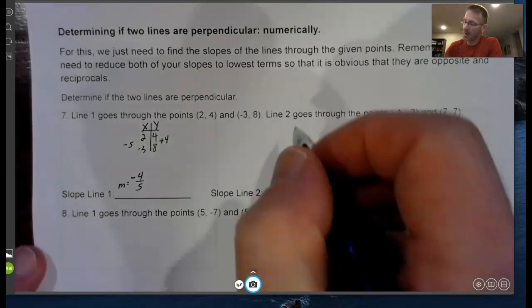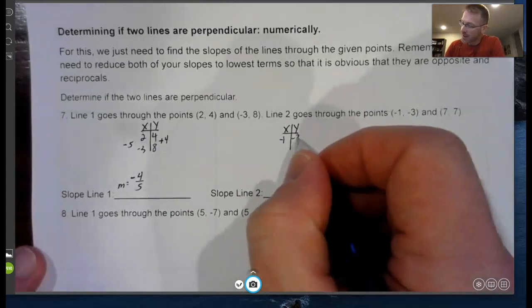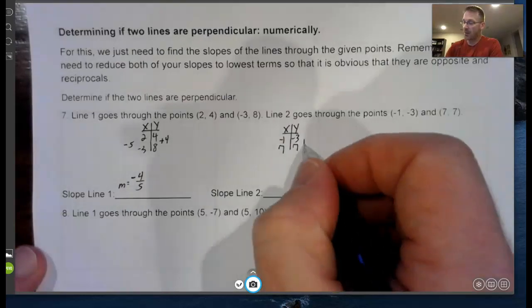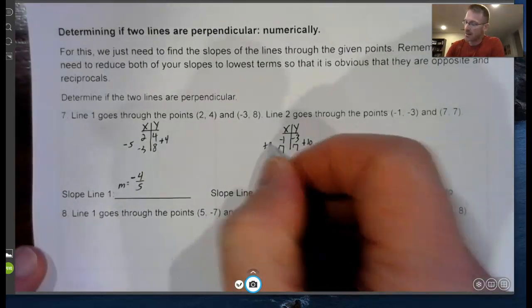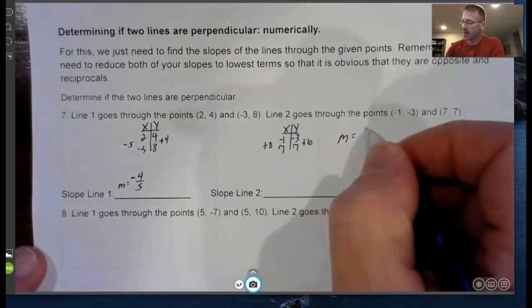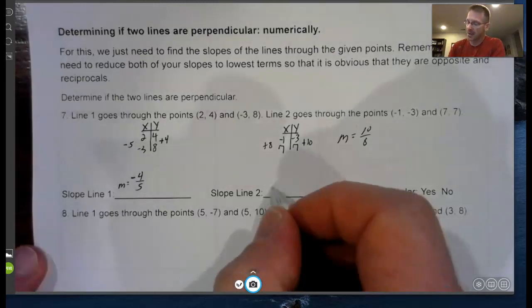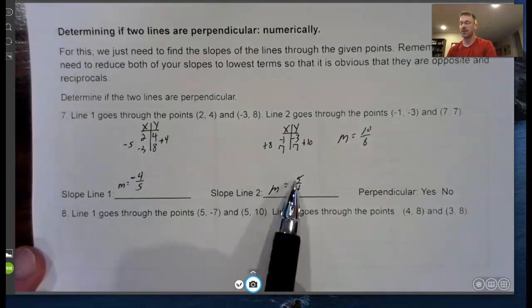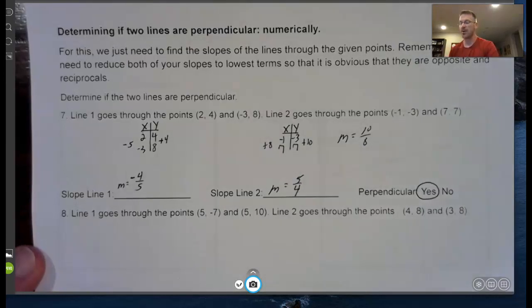All right, so let's do a quick XY table for line 2. So we get negative 1, negative 3, 7, 7. So negative 3 to 7, I go up 10. Negative 1 to 7, I go up 8. So my slope here is 10 over 8. Once again, we have to reduce to compare. Divide the numerator and the denominator by 2. That tells me my slope is 5 over 4. So my slopes are opposite and reciprocal. Therefore, those lines are, in fact, perpendicular.